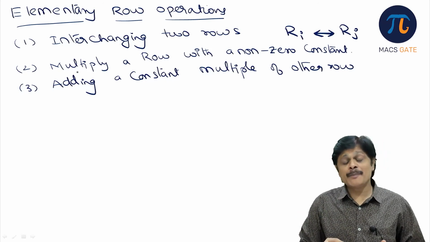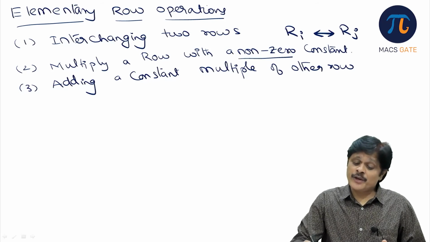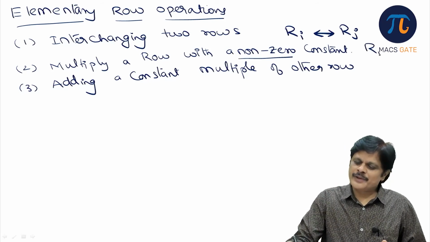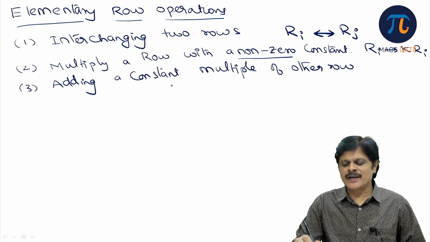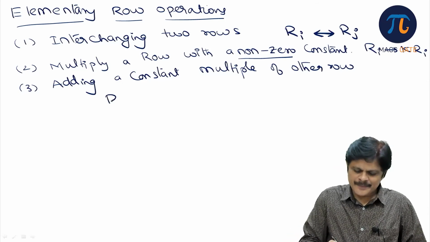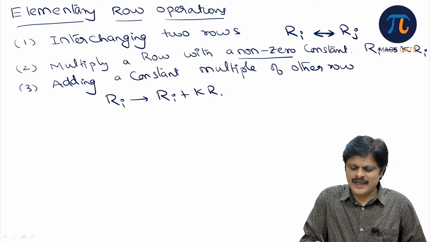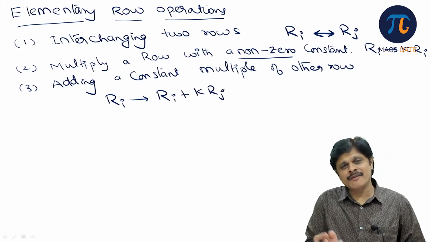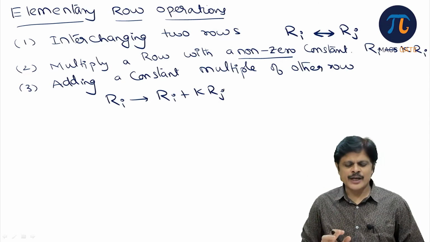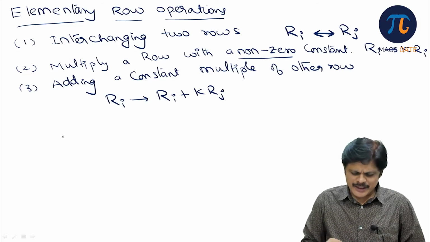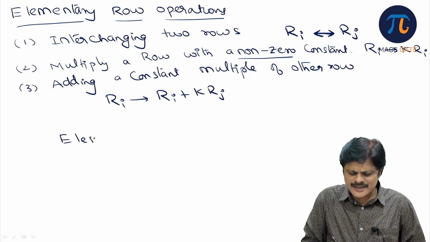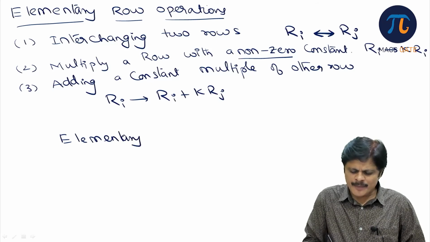Second one is multiply a row with a non-zero constant. This should be a non-zero constant. So you write like Ri becomes k times Ri. And the third one is adding a constant multiple of another row. I'll write here Ri becomes Ri plus k times Rj. That is, k times Rj is added to Ri. These three are called elementary row operations. I'll explain with an example. Before continuing further, I'll quickly tell you what the elementary column operations are.